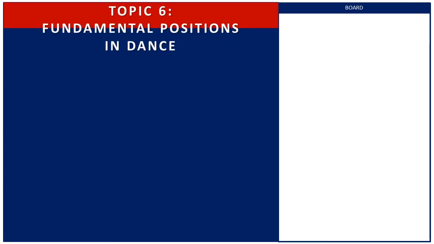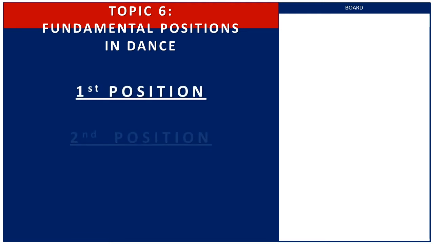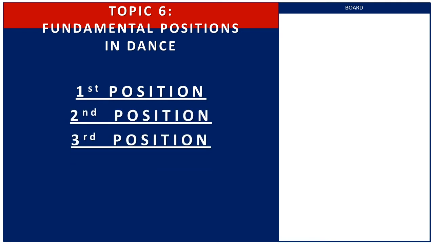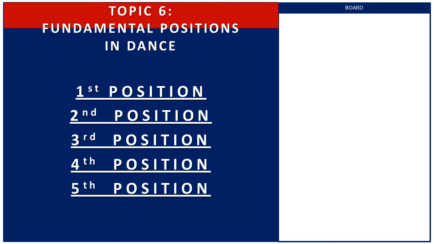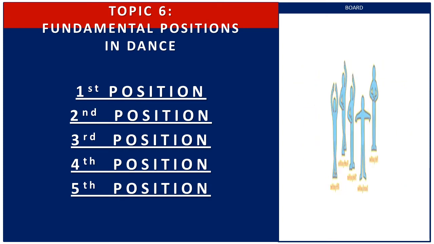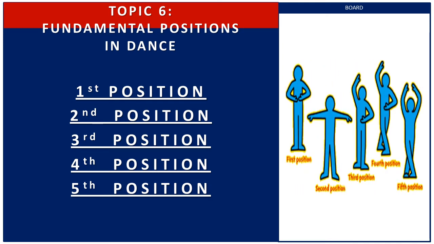For our topic 6, it is about the fundamental positions in dance. There are 5 fundamental or basic positions in dance that are commonly termed first position, second position, third position, fourth position, and fifth position of the feet and arms. Feet: heels close together, toes apart at an angle of about 45 degrees. Like what we have in the given example picture.